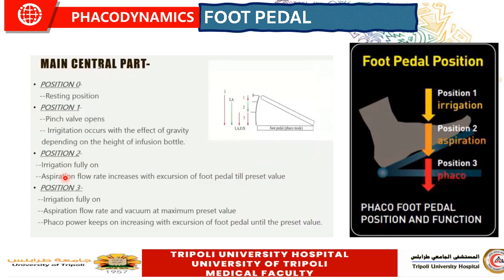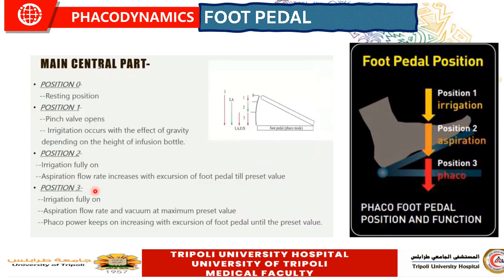Because in the flow dependent pumps, as you will understand later on, we cannot linearly control the vacuum unless there is an occlusion of the tip. Once there is an occlusion of the tip, the vacuum will be created and linearly controlled. In the vacuum dependent, from the beginning, once you step down into position 2, the vacuum will be created and will be linearly controlled, regardless of occlusion of the tip. That's the Venturi pumps.